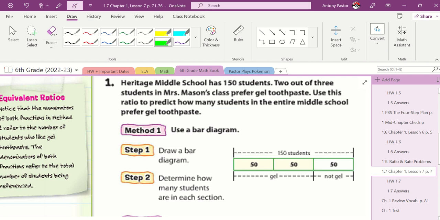Assuming Heritage Middle School has 150 students, we said that 2 out of 3 students in Mrs. Mason's class prefer gel toothpaste. So what they did here is they divided 150 by 3, which gives us 50. 50 times 3 is 150. Now, if 2 out of 3, so we do these 2 50s here, prefer gel toothpaste instead of regular toothpaste, we can assume by using this bar diagram that 100 students out of the 150 prefer gel and the other 50 prefer not gel.